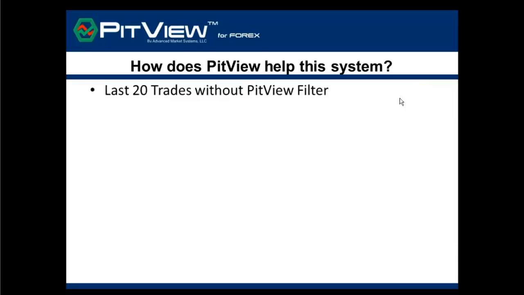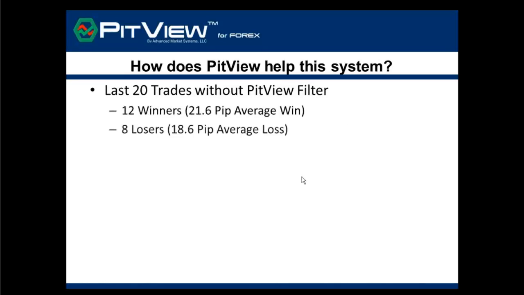If I go through the last 20 trades, before I even knew PitView existed, I used to trade this with the same rules, only without the buy and sell entry being confirmed by PitView. The last 20 trades without what I call the PitView filter, it's also what I call the whipsaw filter, would be 12 winners with a 21.6 pip average win, and 8 losers with an 18.6 pip average loss. Now that's without using PitView to confirm my buys and my sells, okay? Because without PitView, a lot of times what will happen is, and here, let me just go back on the charts.